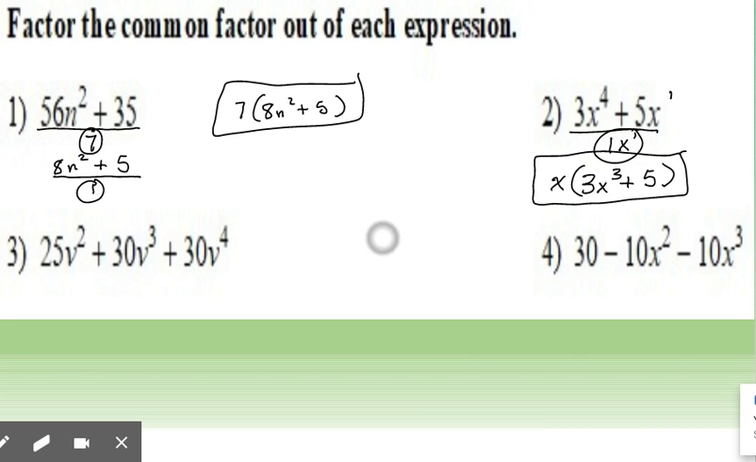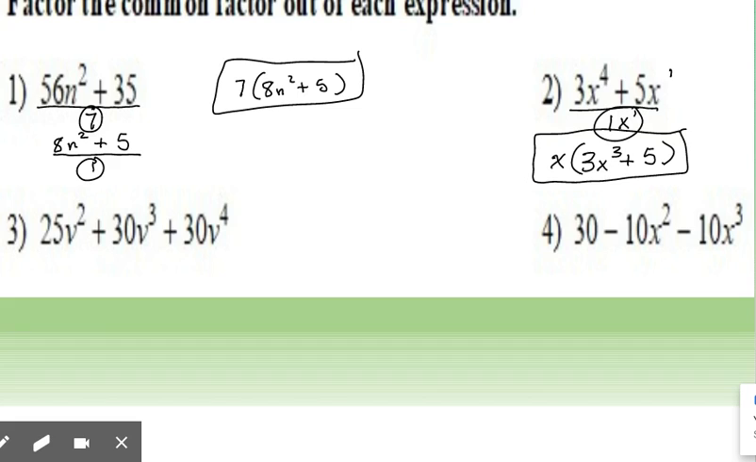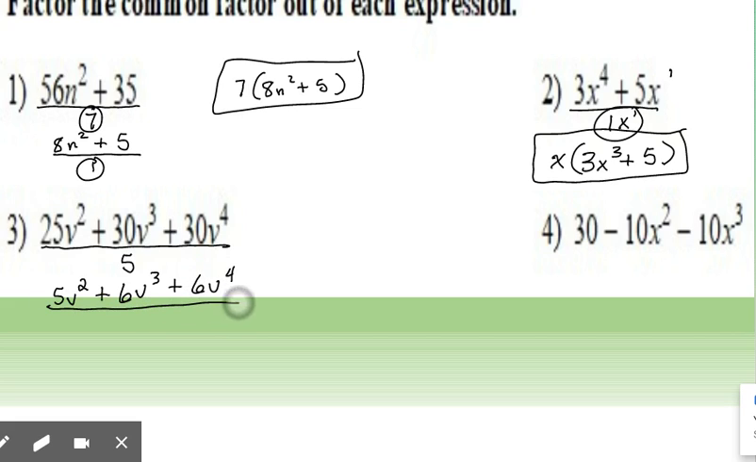Number 3. Got 25, 30, and 30. Well, so another little trick. If they all end in 5s and 0s, I can divide by 5. So divide those by 5. That's going to give me 5v squared plus 6v to the third plus 6v to the fourth. Check my numbers. 5, 6, 6. Nothing else, so 1, I'm done.